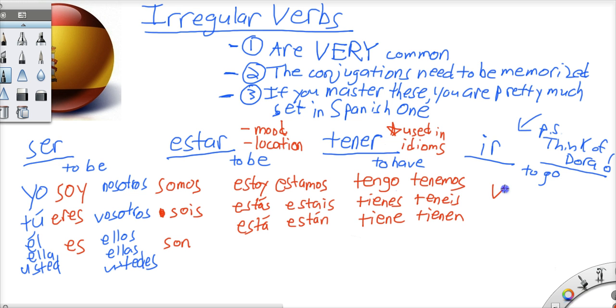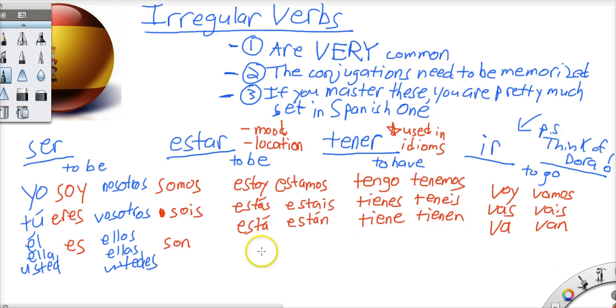Last verb, as you put up here, Dora's favorite verb, because she always used to say, come on, vámonos, let's go. So actually, it's voy, vas, va? I go, you go, he or she goes. Vamos is we go, vamos. Vais, you go in the vosotros form, and van. Okay, there you have it.